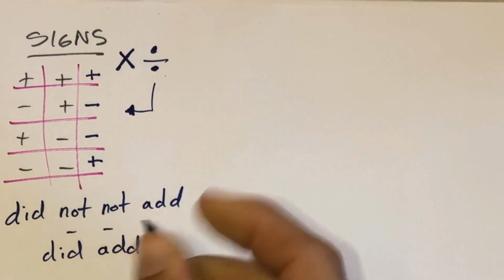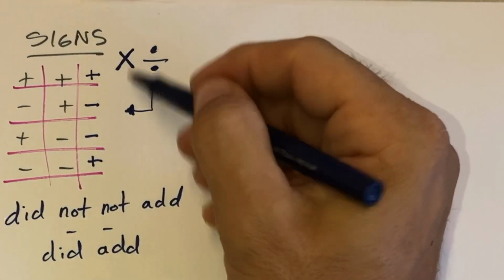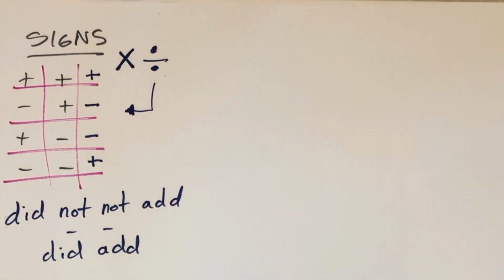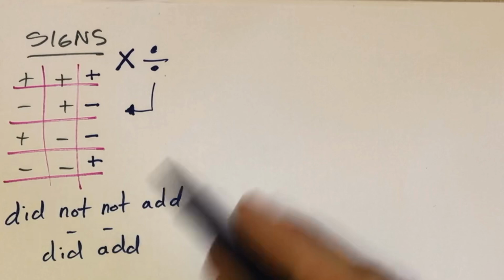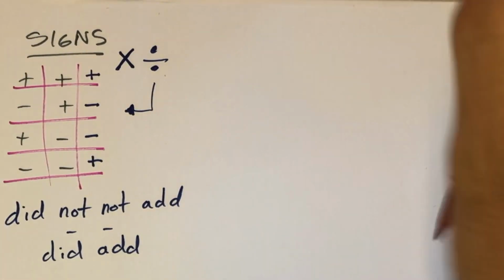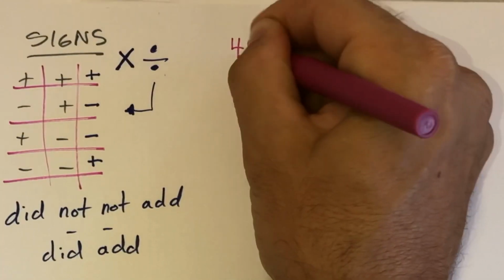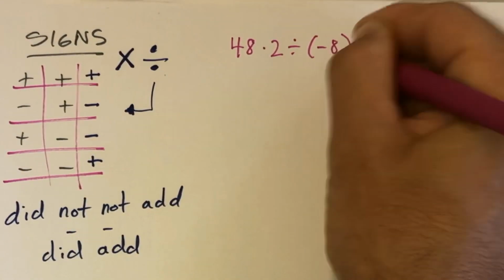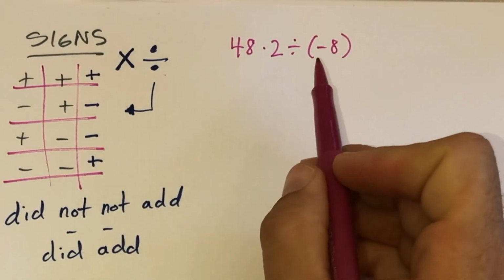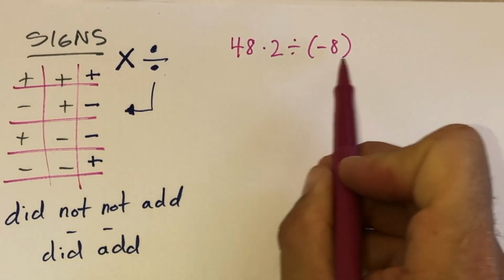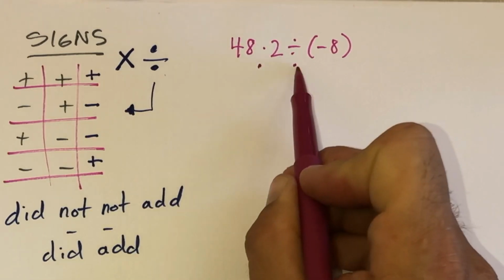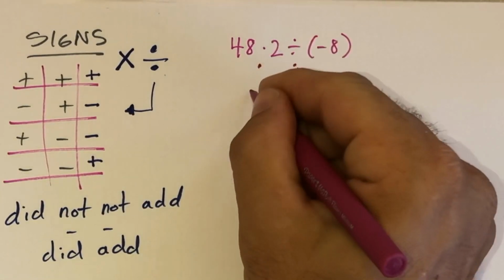That's kind of how I try to show it sometimes. And when you're working with multiplication too, this is something you have to be careful with. So let's look at an example where we have 48 times 2 divided by a negative 8. I'm working with my PEMDAS. I have multiplication, division. What comes first? Left to right. It's my multiplication.